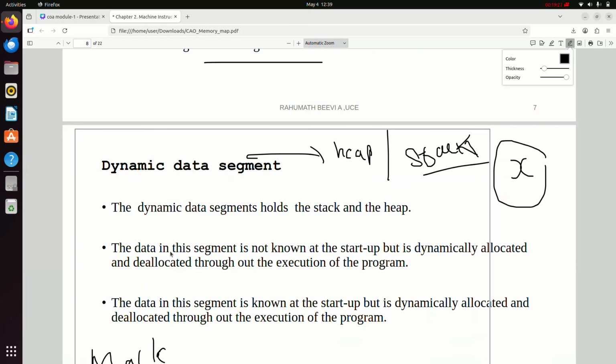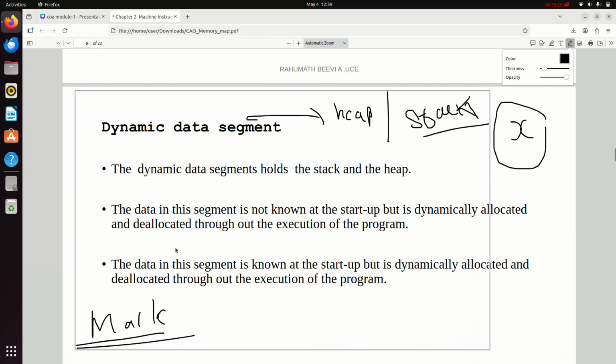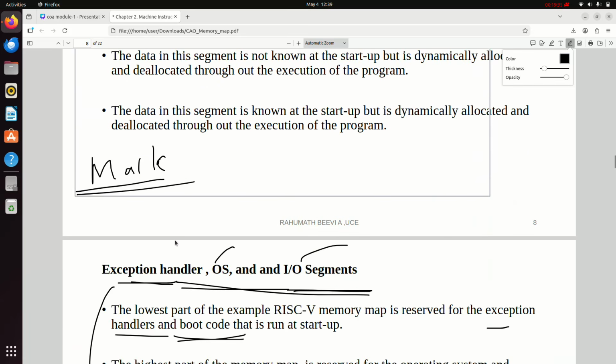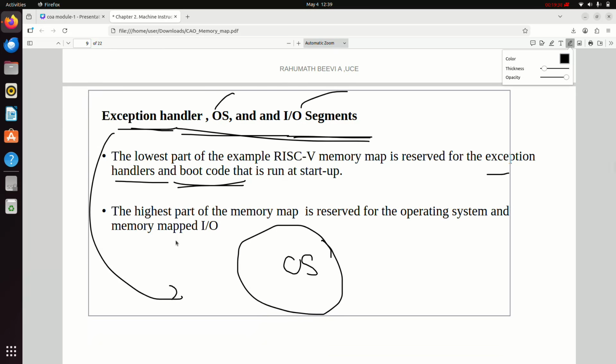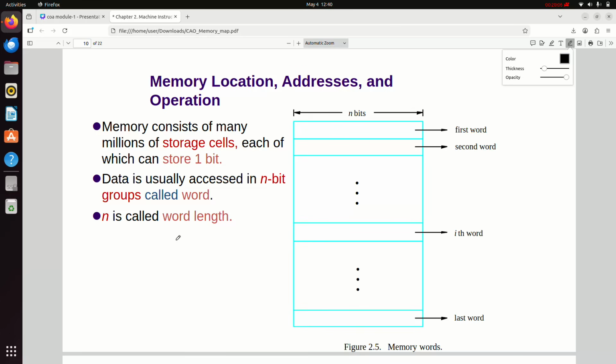Then finally we talk about the dynamic data segment. Dynamic data segment means dynamically allocating and reallocating memory using malloc and function calls. Fine. Heap and stack are the main things here. Then the exception handler is present in the lowest memory. It contains the exception handling routines, and also the boot code for starting the program. Next is the OS and IO segment, which is responsible for holding the operating system and memory mapped IO. Okay, these are the different segments, so these are the main things about the memory map.